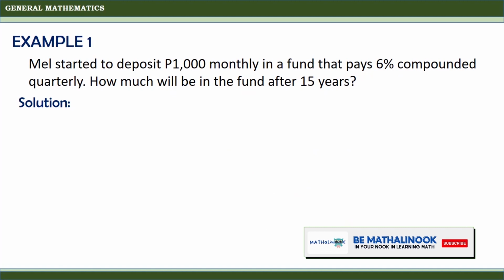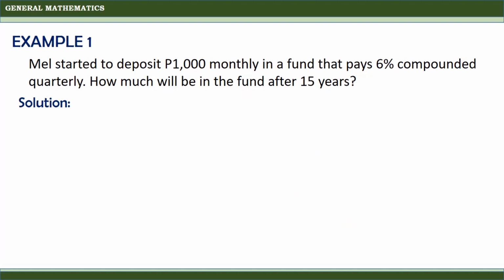Mel started to deposit 1,000 pesos monthly in a fund that pays 6% compounded quarterly. How much will be in the fund after 15 years? Notice that the payment interval is not the same as the interest period. The payment interval is monthly, while the interest period is quarterly. Therefore, we need to convert the given interest to the equivalent rate per payment interval.